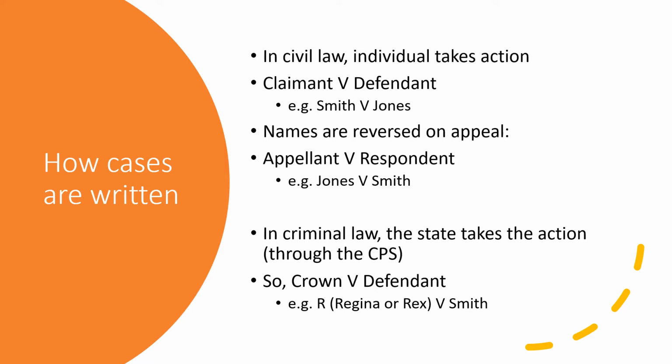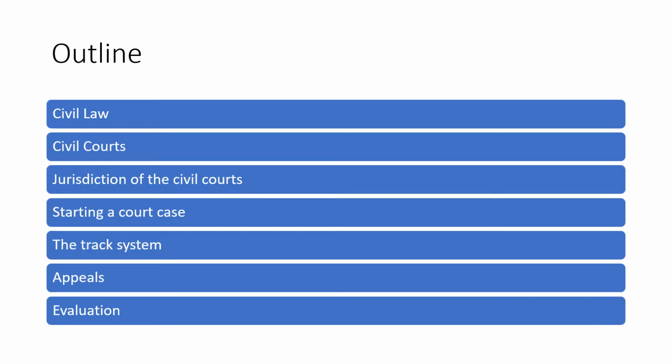Now in criminal law, the state takes the action through the CPS, the Crown Prosecution Service. So it's the Crown and the defendant. So for example, Regina and Rex. Regina being Queen, Rex being King, and Smith, for example there. So we looked at just broadly civil law. It's something we've done already in this course, but just a recap.